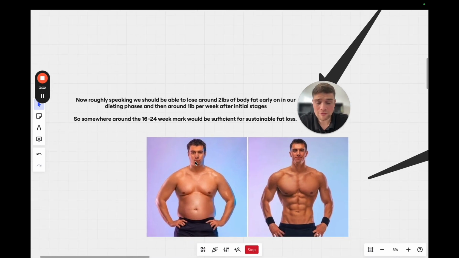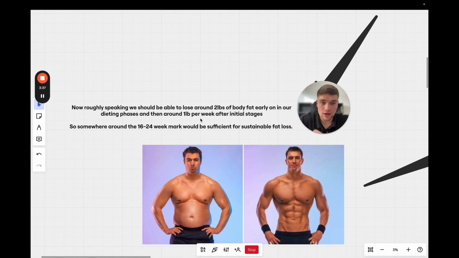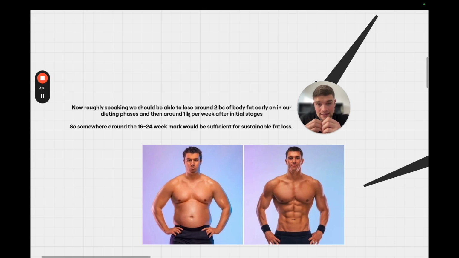But roughly speaking, if we want to get from 20% body fat to 10%, and we've worked out our numbers, you can lose around 2 pounds of body fat a week in that early stage of that dieting phase.